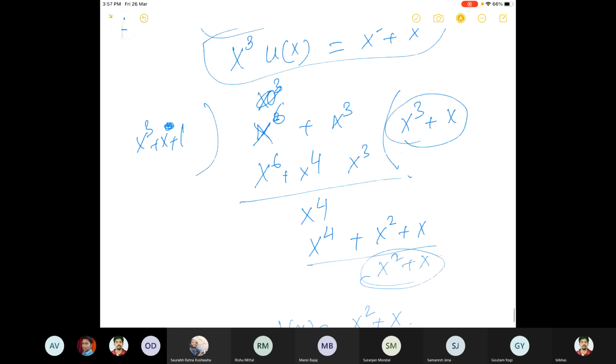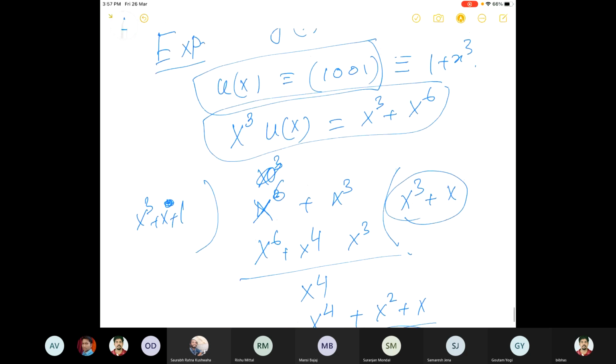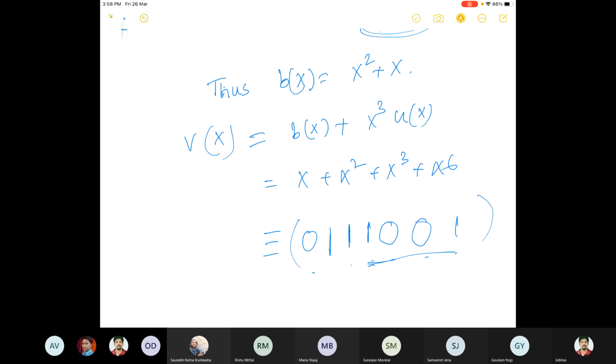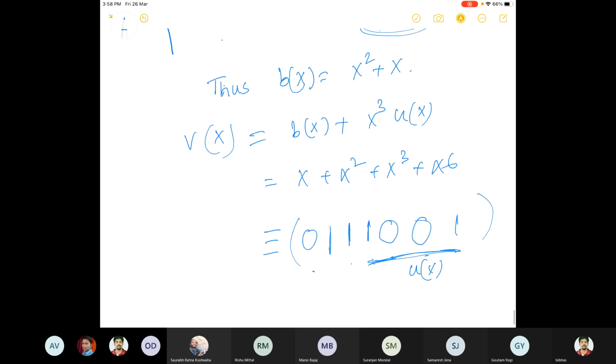Okay, let us see if we just write ux. Ux was 1001, right? See that ux is here. What is my bx? Bx is x square plus x. So what is that? X square plus x is 0, 1, 1, 0, 1. Okay, so that's it. So we know how to construct cyclic codes.